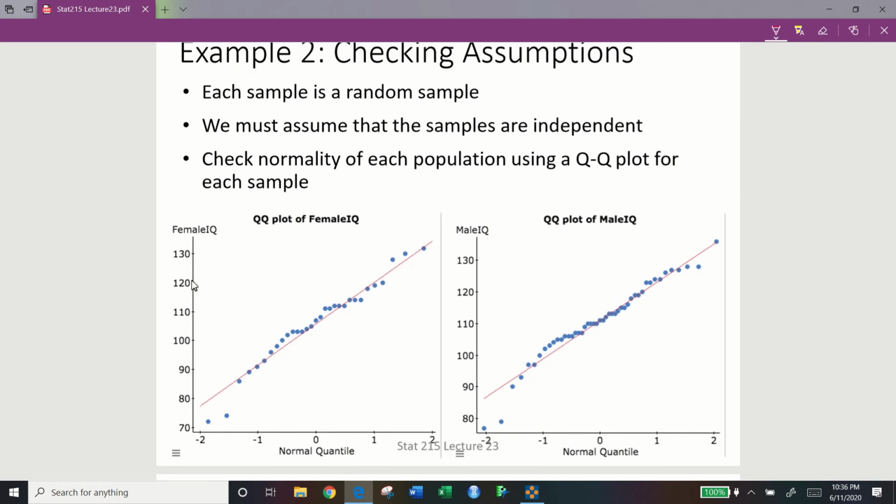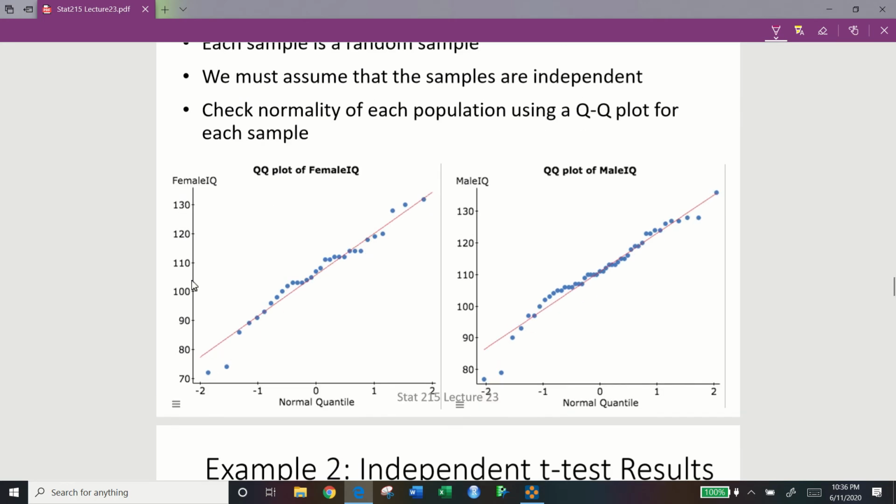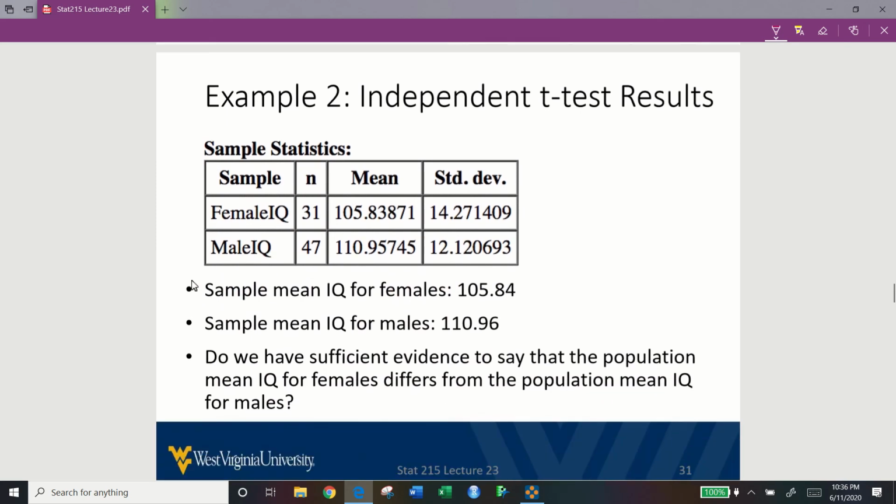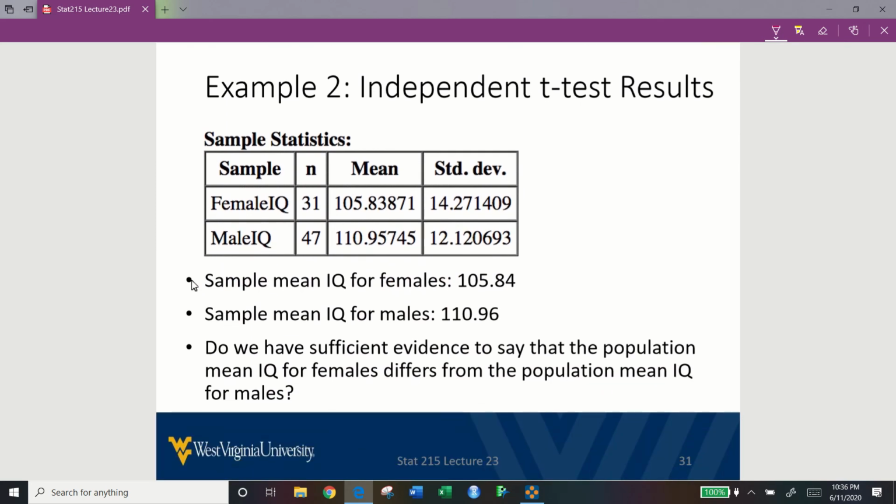We were given that each sample was a random sample. We are assuming that the samples are independent of each other. Looking at the plots below, I would say that we're okay on our normality front. So this means we can go ahead and examine our results.